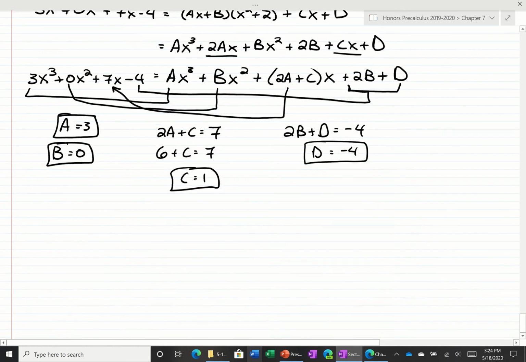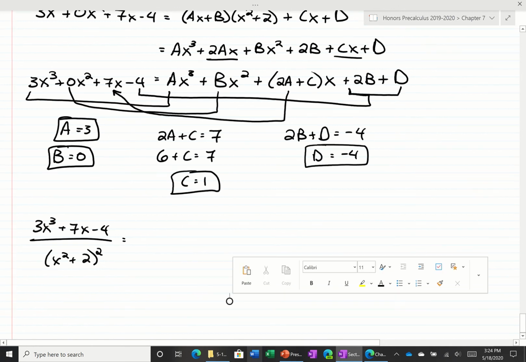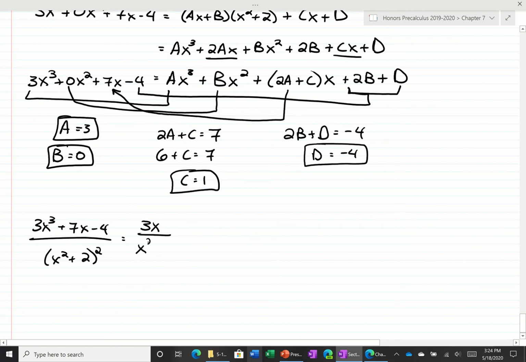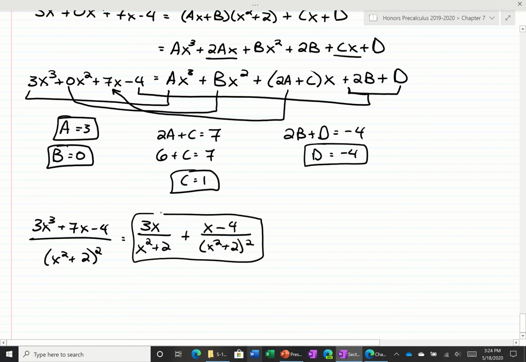All right, so as far as what our answer would be, it would be 3x to the third plus 7x minus 4 over x squared plus 2 to the second is equal to ax plus b. B was 0, so we don't have to write that, over x squared plus 2 plus cx plus d over x squared plus 2 to the second. Now this is a pretty cool thing. I mean, think about it. If you got a common denominator here, you would have the same thing.